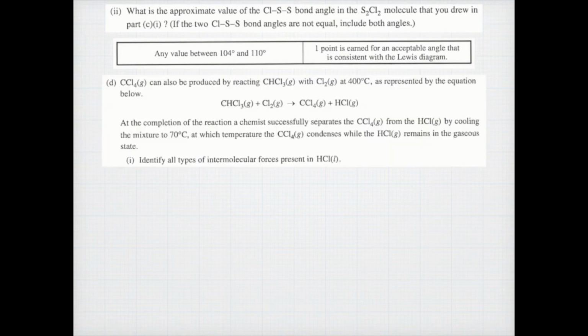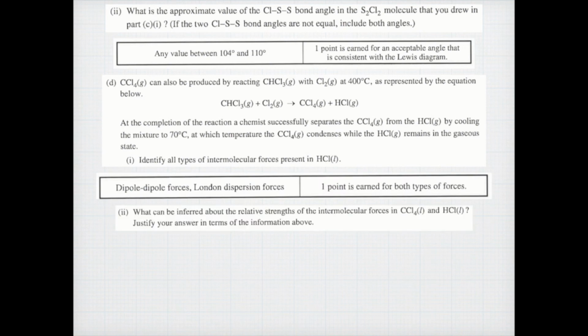So in this question, it lets you know that CCl4 and HCl are going to be produced, and it says by cooling this to 70 degrees Celsius, CCl4 is going to condense while HCl remains a gas. So it says identify all types of intermolecular forces here. All right, so for HCl, I know that I'm going to have London dispersion forces and I'm going to have dipole-dipole forces. The other thing for you to note, since CCl4 condenses before HCl does, that means its intermolecular forces are actually going to be stronger because it is more willing to become a liquid than HCl is.